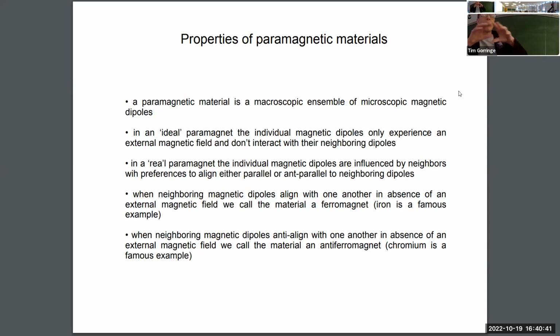Anyway, you might think of paramagnetism as this big family of materials, and within that big family there are these small cells. One is the ferromagnetic materials that can spontaneously align. One is the antiferromagnetic materials that can spontaneously anti-align.